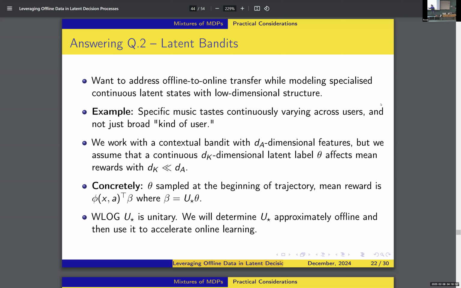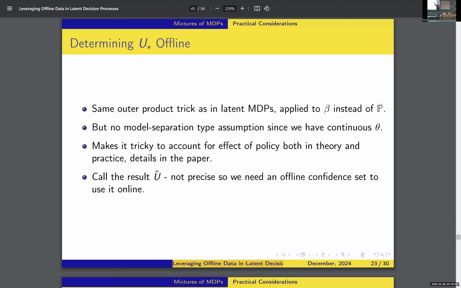So this is the same trick as latent MDPs. Initially, we were applying it to the probability transition matrices. Now you just apply it to beta, the reward parameter. The same thing will happen. We don't need a model separation type assumption anymore because we are looking at the whole subspace. We're not trying to distinguish elements inside the subspace, so we don't need any weird assumptions. We just need coverage of the subspace. That's all we need.